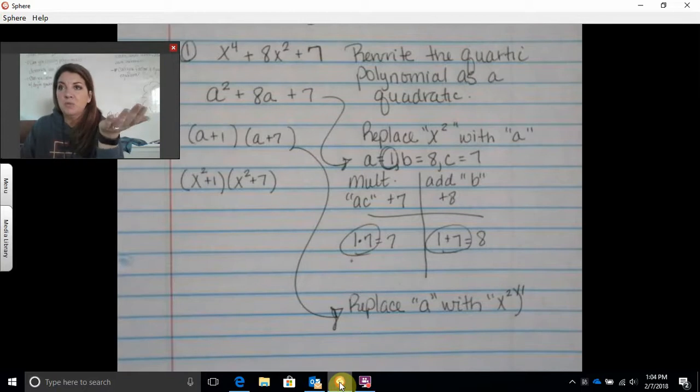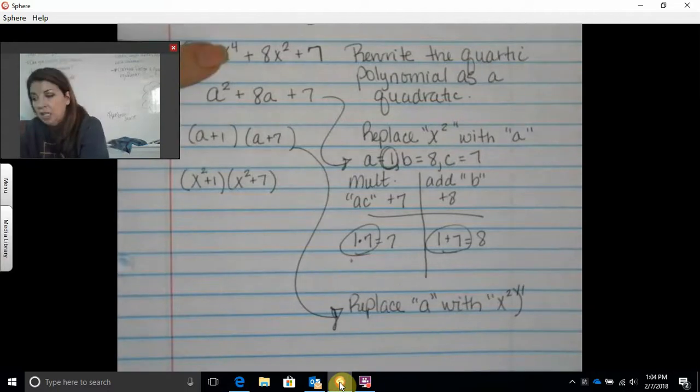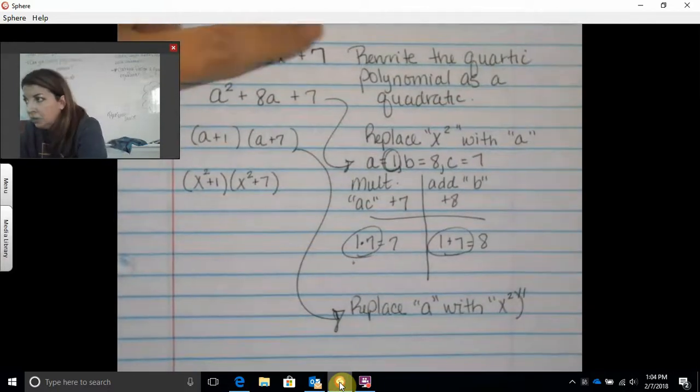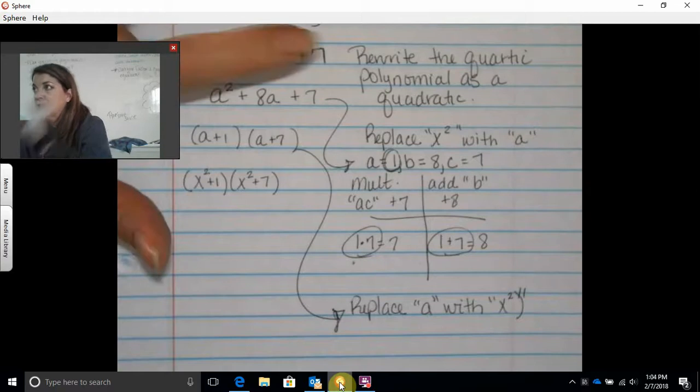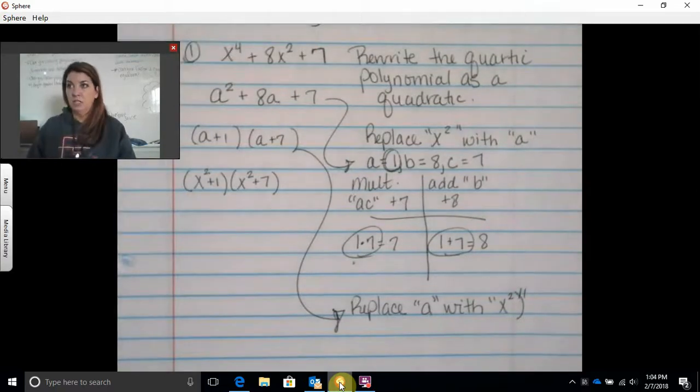You can't do this on any quartic polynomial. Just because it has 4 degrees does not mean you can use this method. It has to have 4 degrees, 2 degrees, 0 degrees. If it goes 4, 3, 2, 1, 0, you can't use this method. It's 4 degrees, 2 degrees, 0 degrees. That's the only time you can do it.